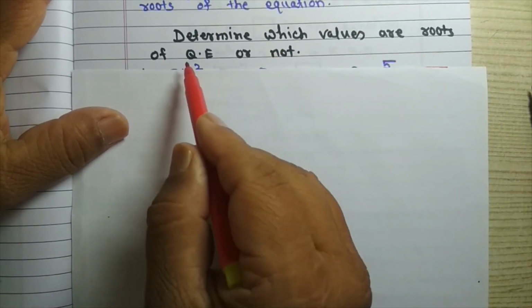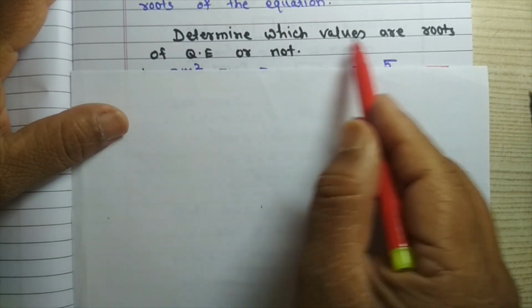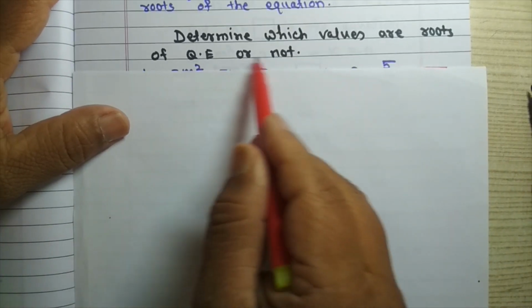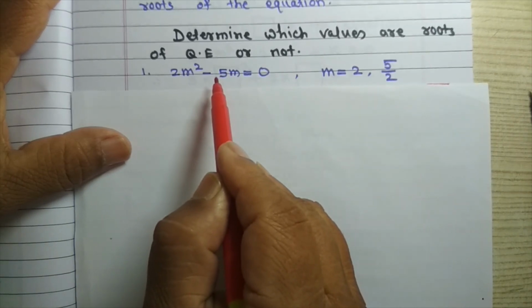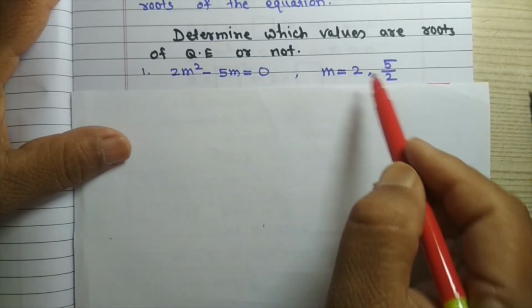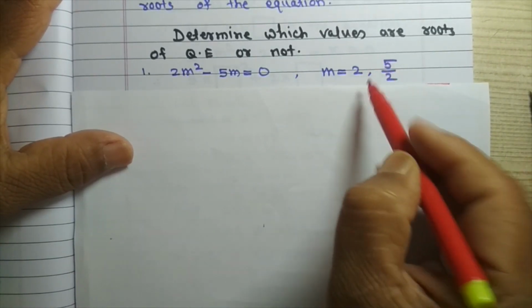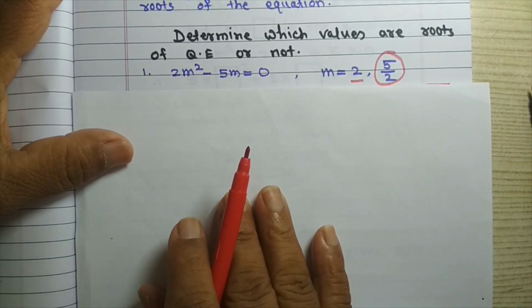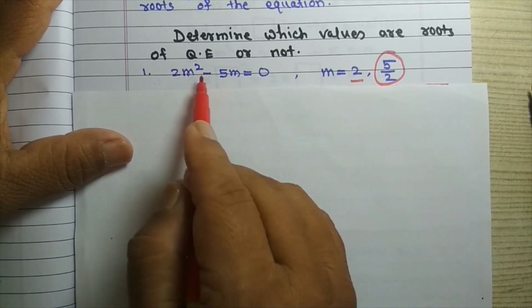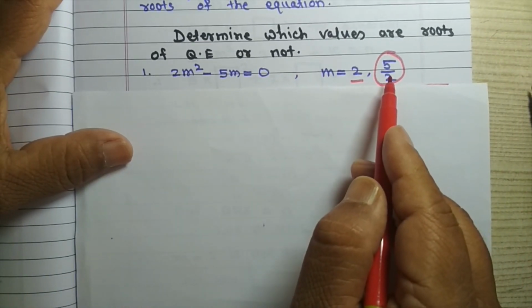Determine whether the values are roots of the quadratic equation or not. The first equation given to us is 2m square minus 5m is equal to 0, and the values of the variable are 2 and 5 upon 2. These two values are given to us. We have to verify which of these is a root of the quadratic equation.